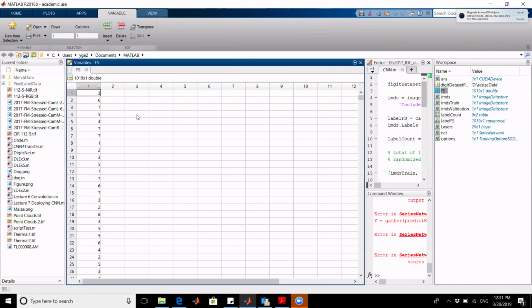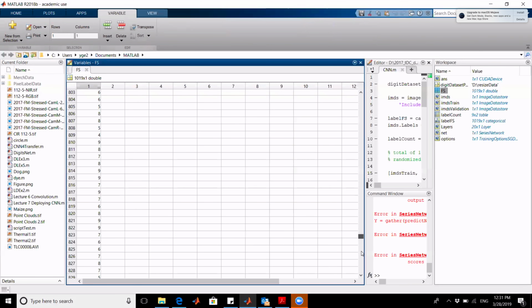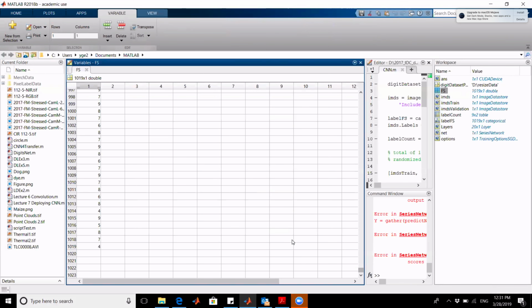If you look at this, it has all those labels, and if you get to the very end, that's 1019. So that's the exact number of images we have, distributed in those 4 folders.